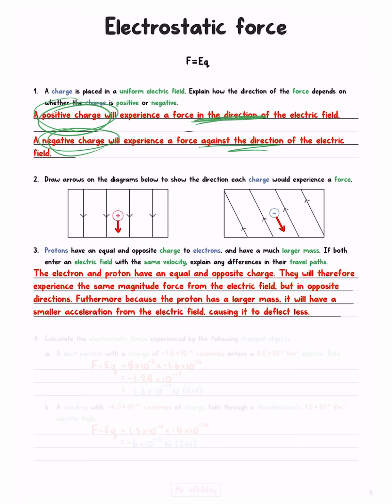We can think of this in terms of F equals ma. For the same amount of force, because our proton has a larger mass, it's going to experience less acceleration, and therefore it will deflect less.